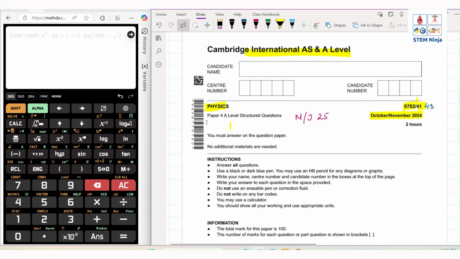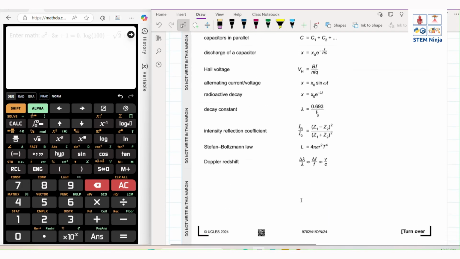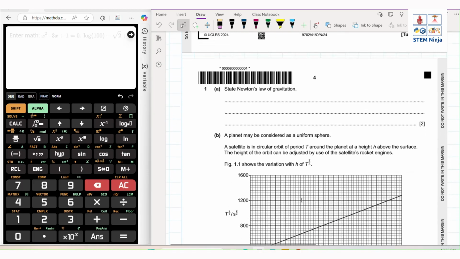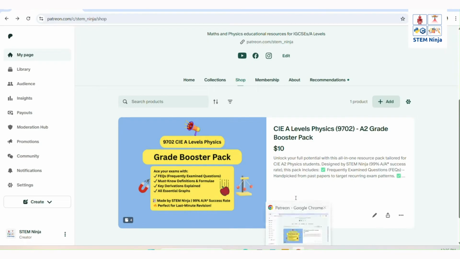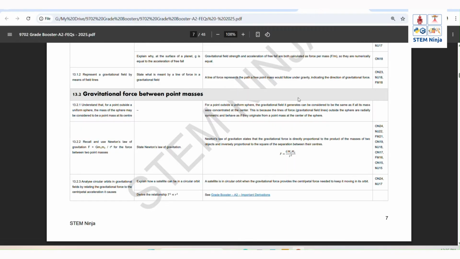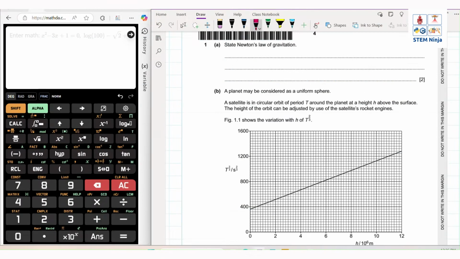All right, starting with this paper. So let's see the first question. State Newton's law of gravitation. Now, just to show you that these types of questions, which are very frequently occurring, we have listed them over here and answered them for you with the proper model answers. Now, writing over here.